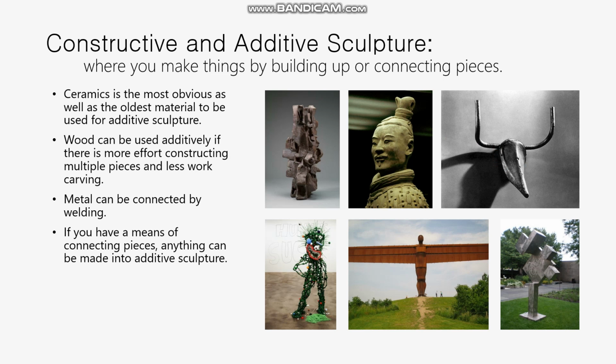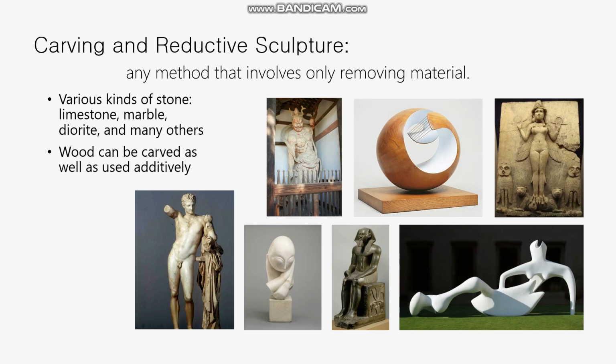Okay, so in terms of constructive and additive sculpture, and constructive and modeling type sculpture, we see ceramic pieces, we see assemblages using wood, metal pieces where they have been welded together, like this David Smith piece right there. It's beautiful, and so any kind of way of making a work of sculpture where you're connecting parts and pieces together is additive.